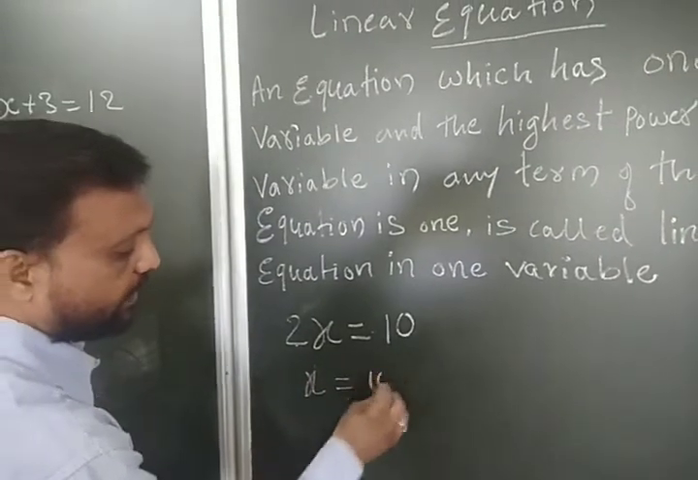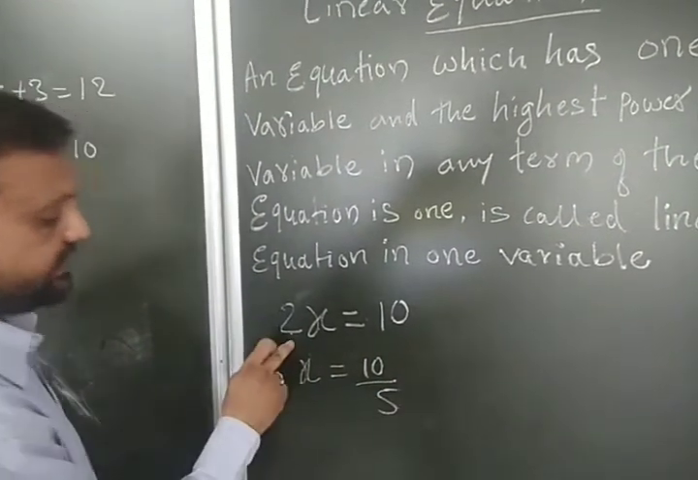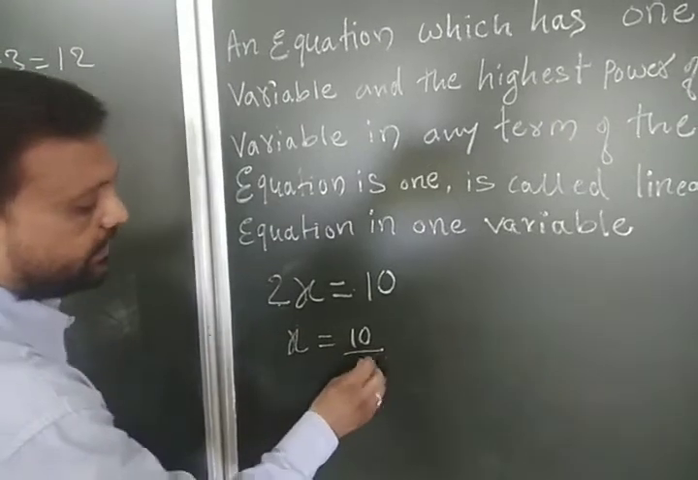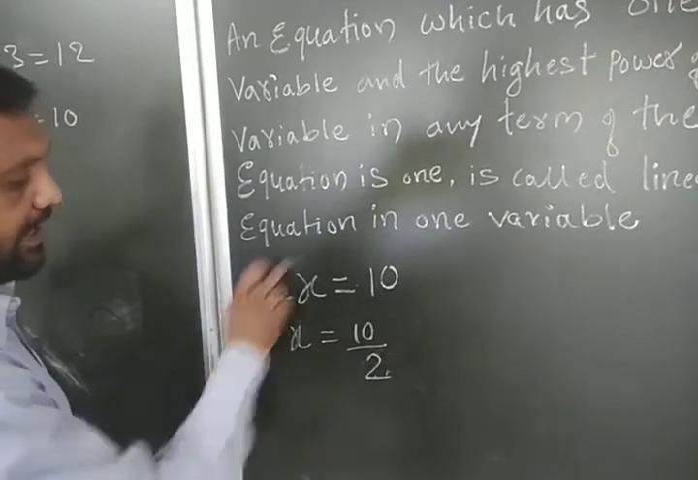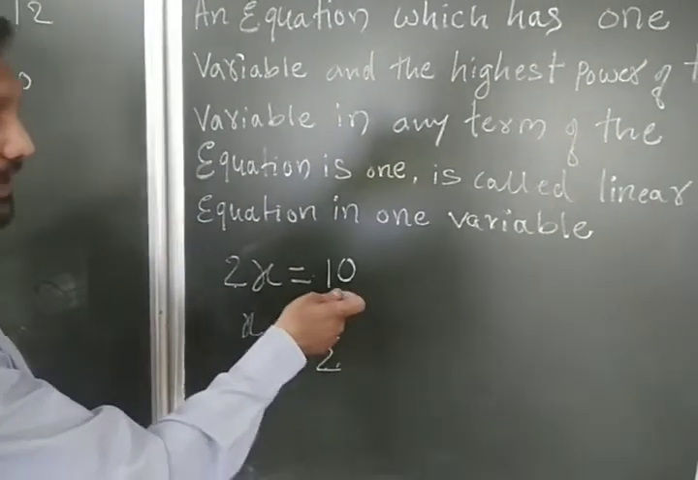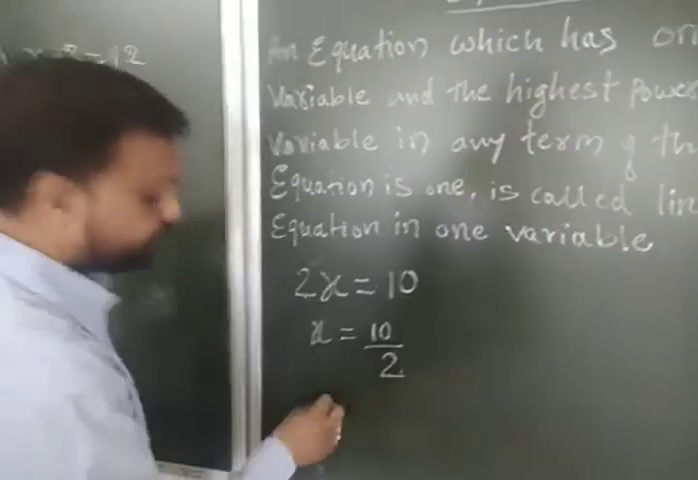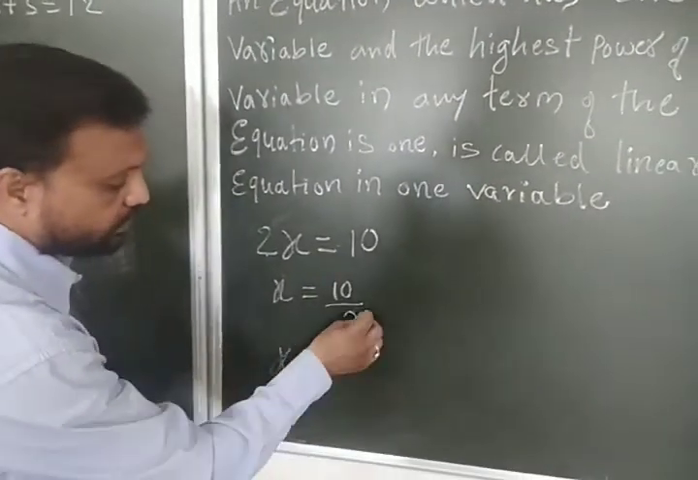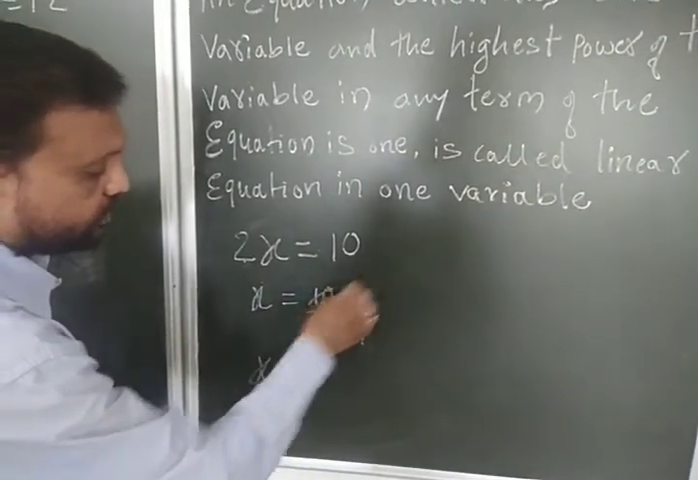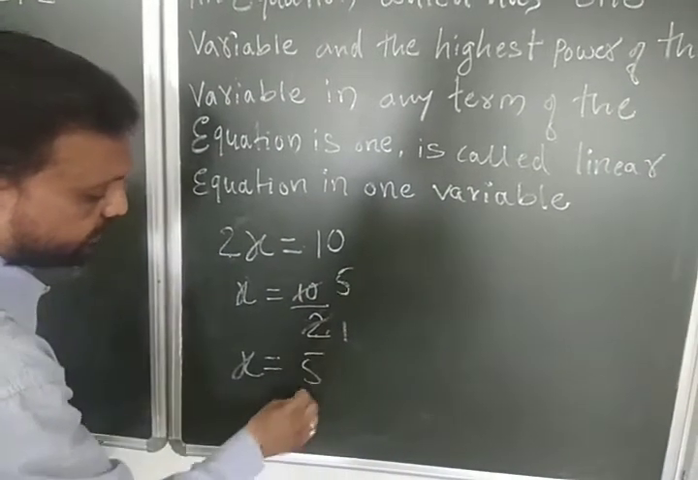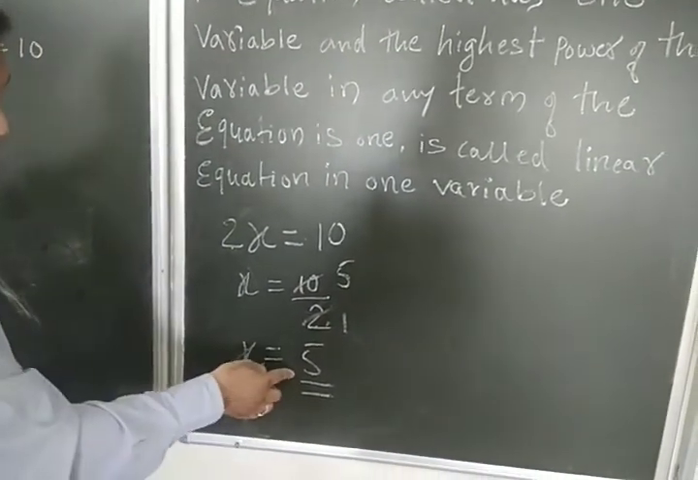x is equal to 10 upon 2. As it is a multiply, it became divide when transported to the right hand side. x is equal to 10 upon 2, 2 fives are 10, so 5. The value of x is 5. Now we will substitute this value of 5.